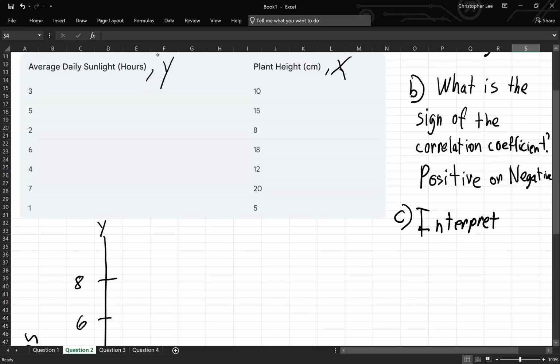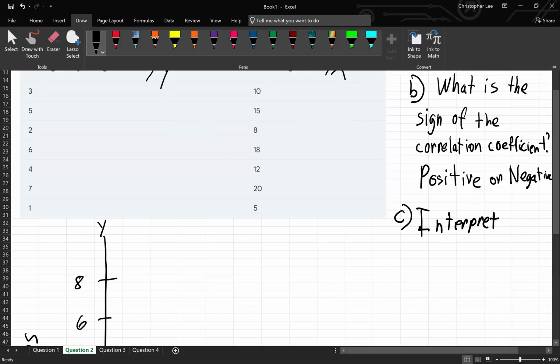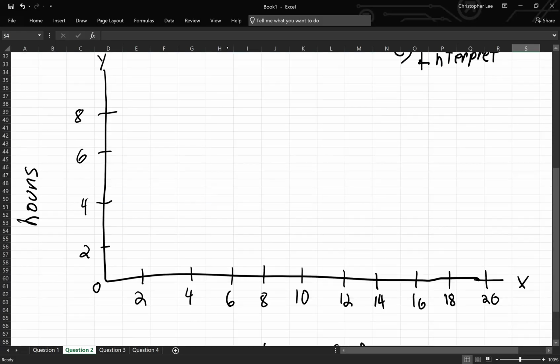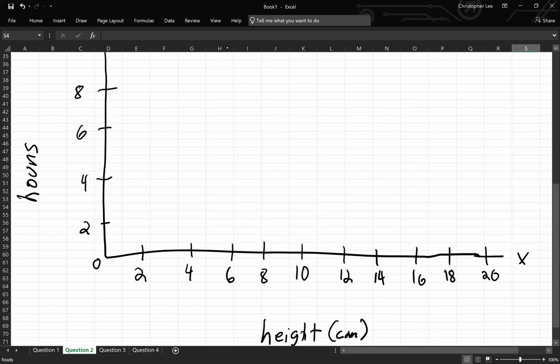Now listen, because I switched my columns, the column that I'm calling X and the column I'm calling Y, I have to read this backwards from right to left. So my first ordered pair is going to be 10, 3, right? So the first ordered pair is 10, comma 3. So I'm going to come across the x-axis to 10, and I'm going to go up to where 3 is, and I'm just going to make my mark.